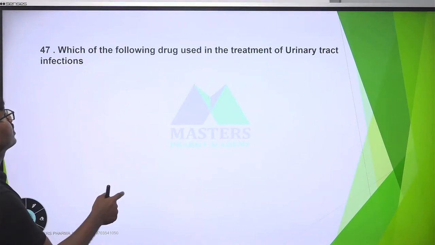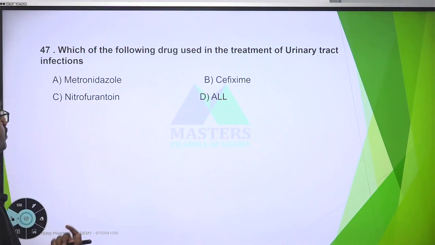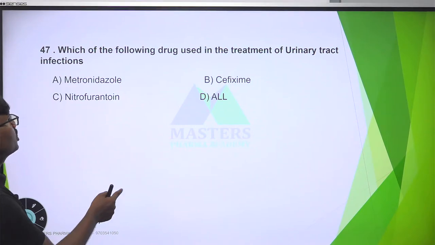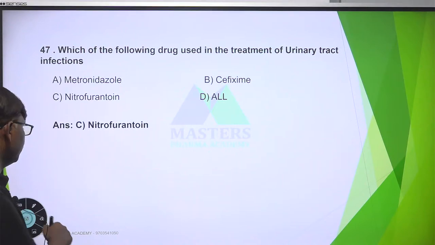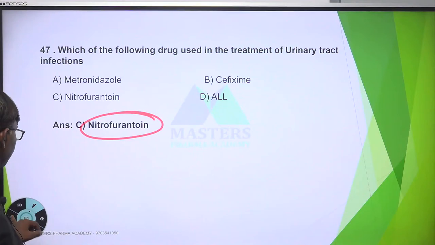Active against gram negative. Which of the following drugs is used in the treatment of urinary tract infections? Metronidazole, cefixime, nitrofurantoin, or all of them. Okay, that is important. Nitrofurantoin is used in the treatment of UTI, urinary tract infections.